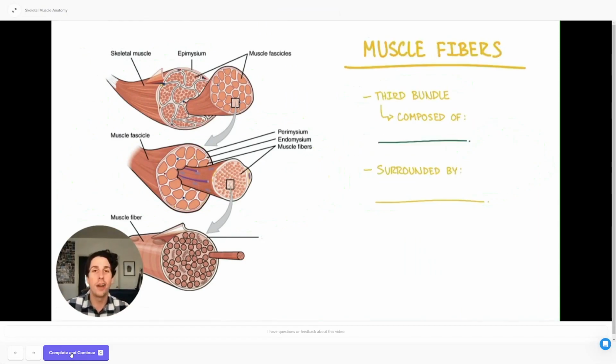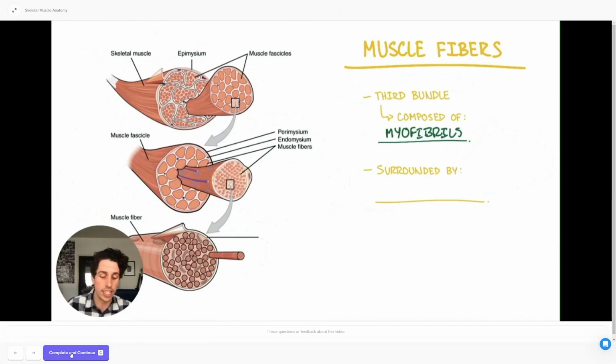All right, so let's go ahead and talk about these muscle fibers now. So this is going to be the third bundle that we want to think of. The first bundle is going to be that skeletal muscle, then we're going to have our muscle fascicles, and then finally these muscle fibers. So that's what we're looking at right now. And as we can see, the muscle fibers aren't the smallest unit. We're actually going to have these small guys right here. And these guys are going to be known as myofibrils. So let's go ahead and write that in. So myofibrils. And we're going to talk about these a little bit more on the next slide.